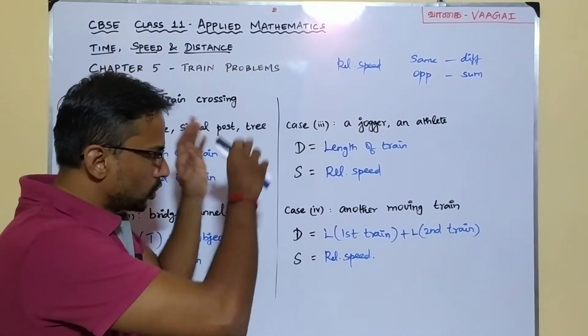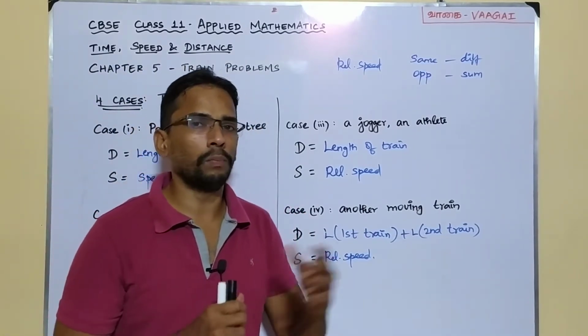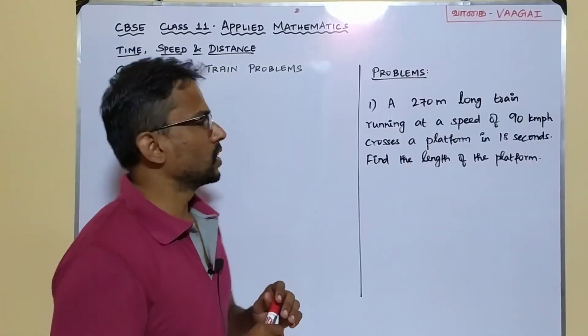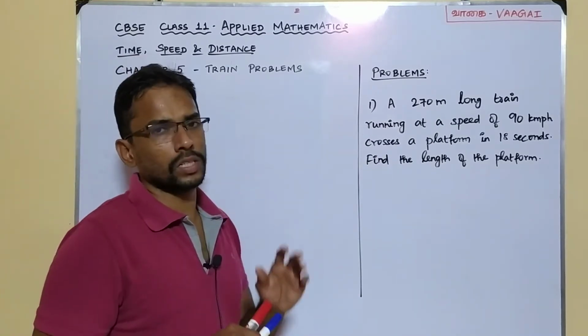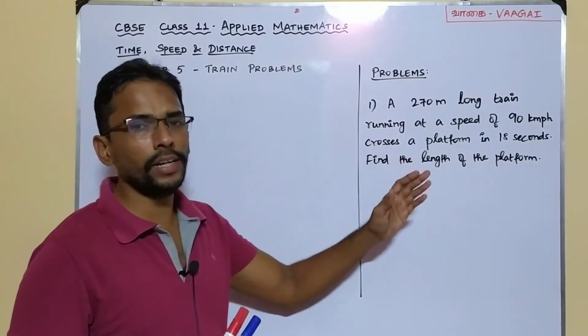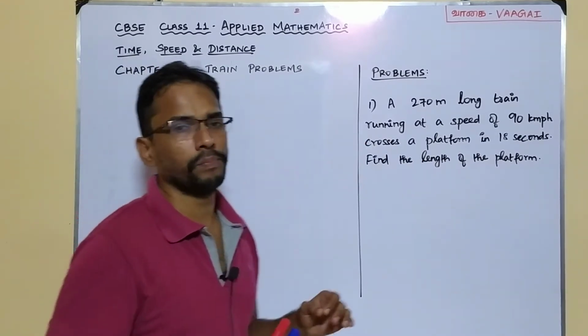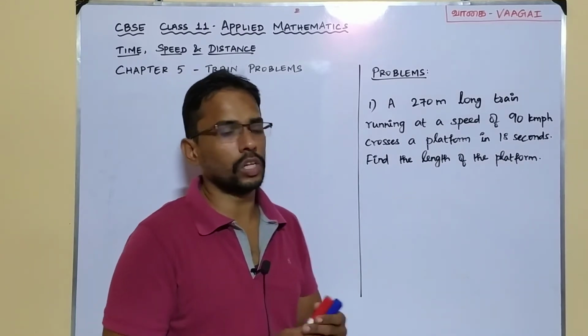And now, based on this concept, using these cases, let's try out a few sample problems. So the first question: a 270-meter long train which is running at a speed of 90 km per hour is going to cross a platform, and it is going to take 18 seconds. So that's what is given.